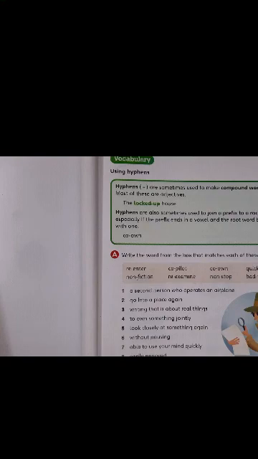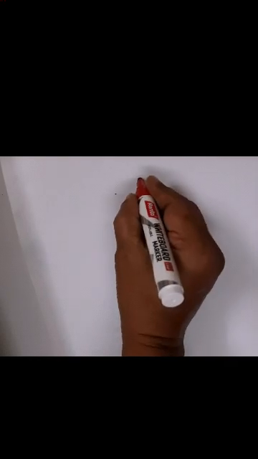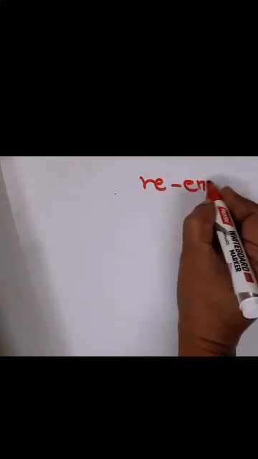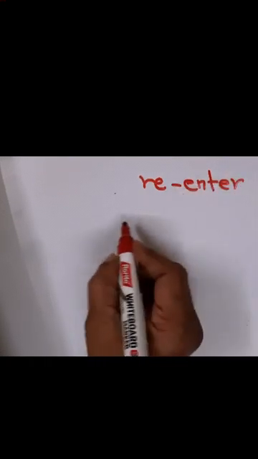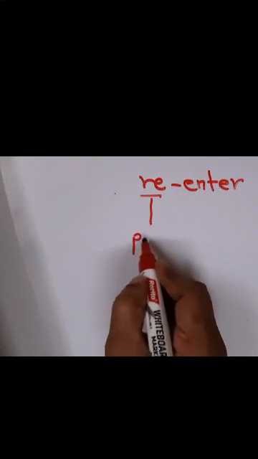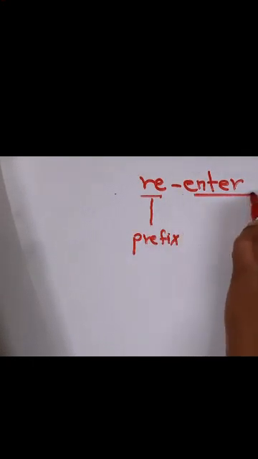Give me another example, children. Think of some other example. How about re-enter? Very common word which we are using nowadays for our Zoom class. You re-enter the class. Can you see? Now which is your prefix over here, children? Re. This is your prefix. Correct? Enter is what? This is your root word.